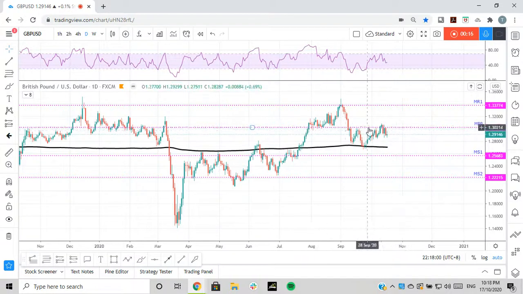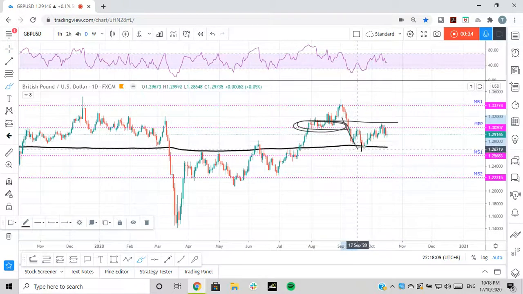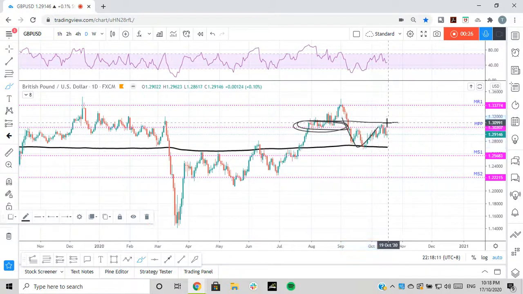Now reason being is because we have actually broken this level here. Okay, this level has actually been broken already. So it has broken, retested, and then for the past 4 days, it has actually been rejected.